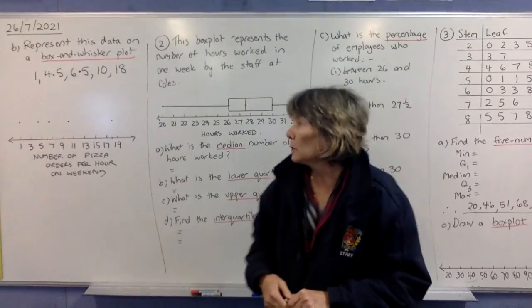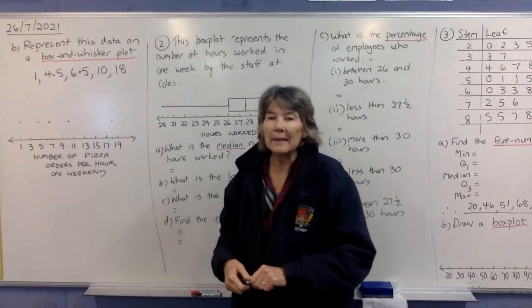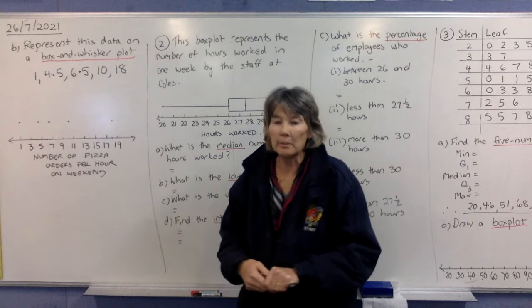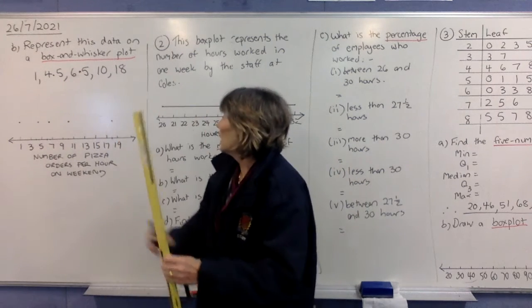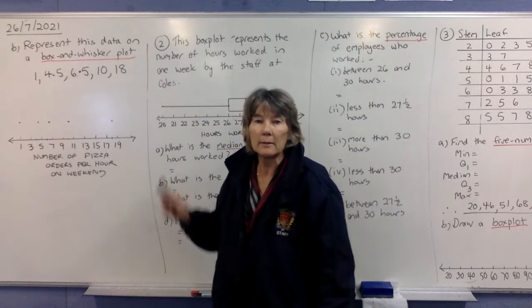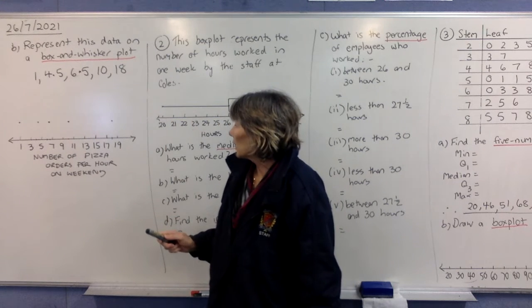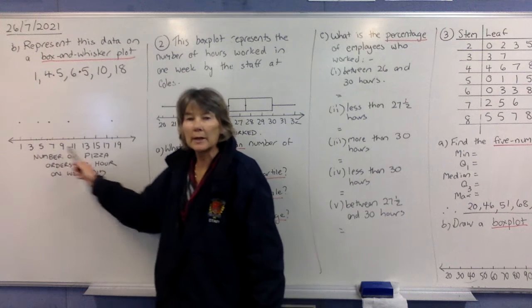Boys, so we're going to continue with this question. Part B says represent this data on a box and whisker plot. Now these are the 5 numbers that we got in Part A for our 5-number summary. So what I've done is I've just started to draw this up.